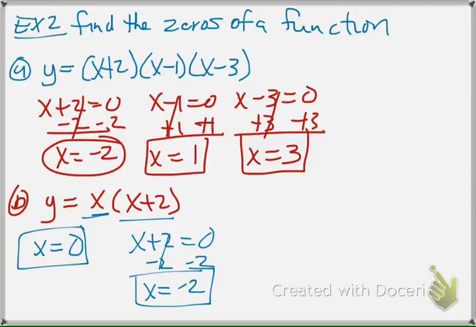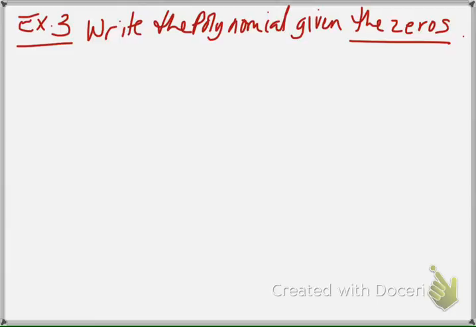Questions? No. So the last example 3, we're going to write the polynomial given the zeros. In this one, they already tell you, hey, x is this, and x is this, but you need to write down the polynomial, but backwards. Exactly. So for example A, they're going to tell you, hey, x is 4, negative 2, and 1.